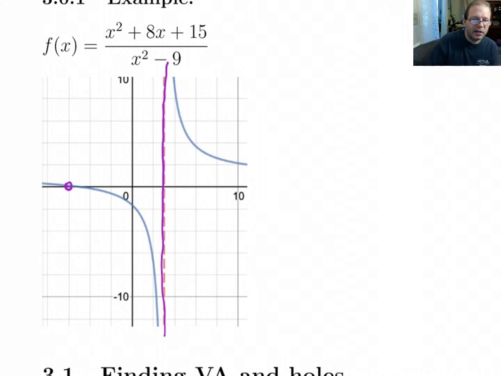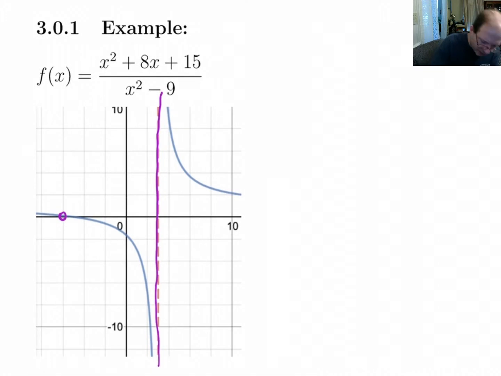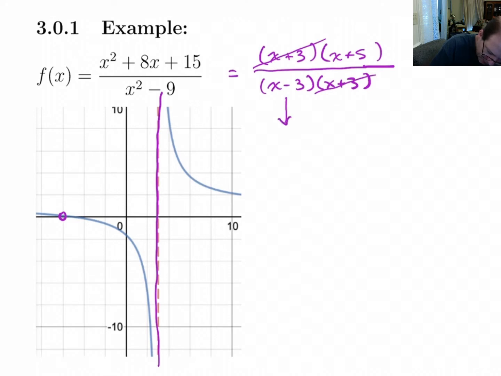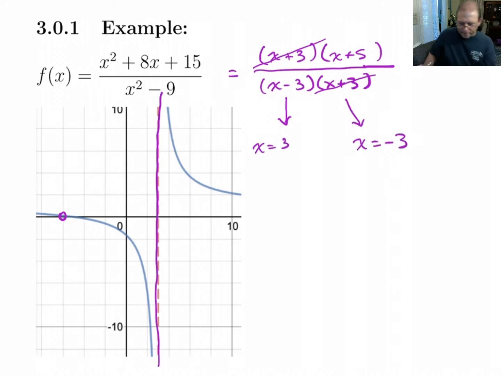Well, actually, I've got that down here, but I want to do it on this problem too. What we can do is factor this. Now the bottom factors into x minus 3, x plus 3. The top factors into, let's see, we got 3 and 5, x plus 3, x plus 5. All right, and notice the x plus 3 cancels. Notice this right here gave us x equals 3. This gives us x equals negative 3 as numbers that we have to exclude from the domain.